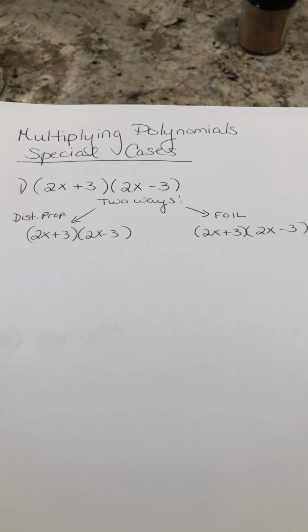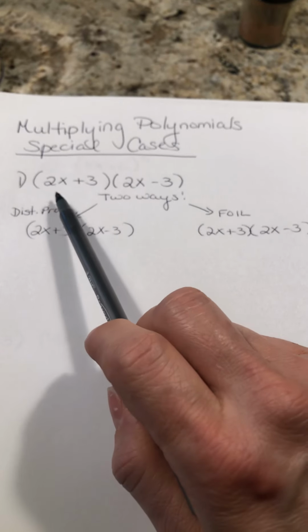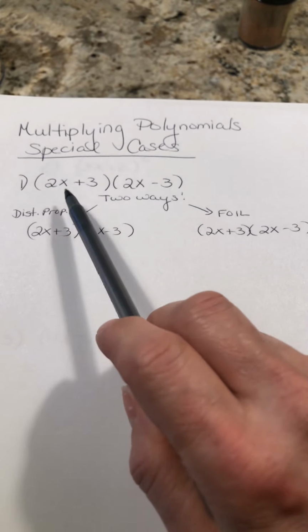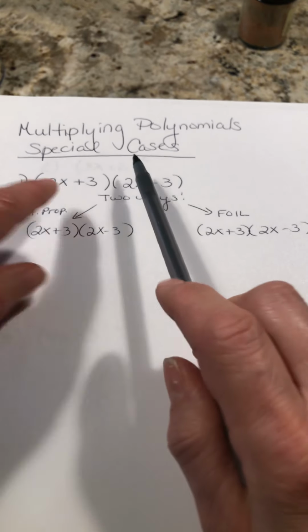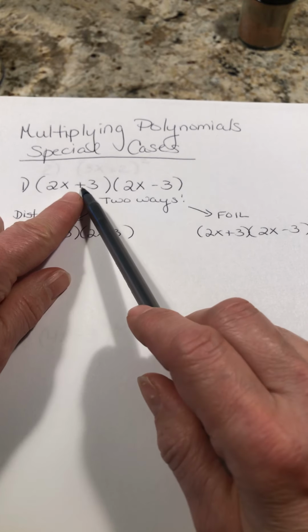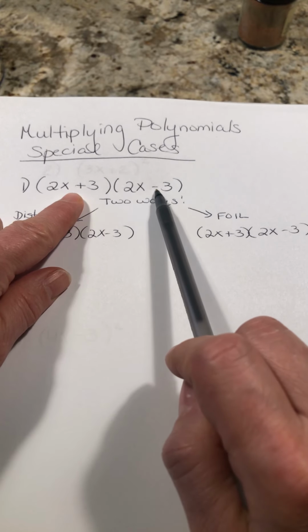Everyone. Today we're going to be practicing a little bit more with multiplying polynomials, and this time we're going to be looking at special cases. So we have a few special cases that we're going to talk about today. So the first one, notice how in my binomial that I have here, 2x plus 3 times 2x minus 3, the only difference is that the first binomial has a plus, the second binomial has a minus.